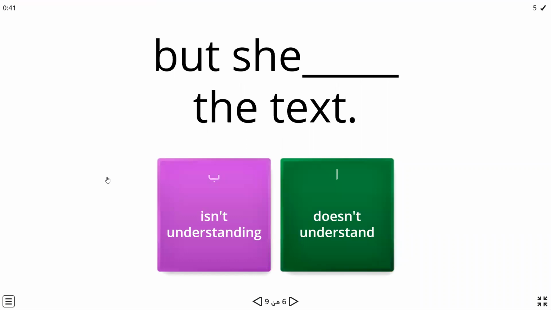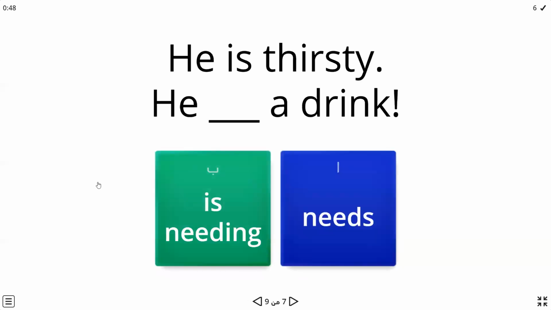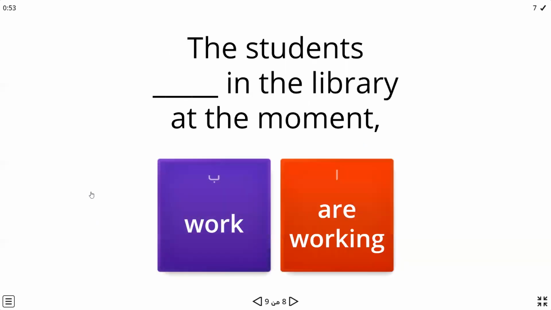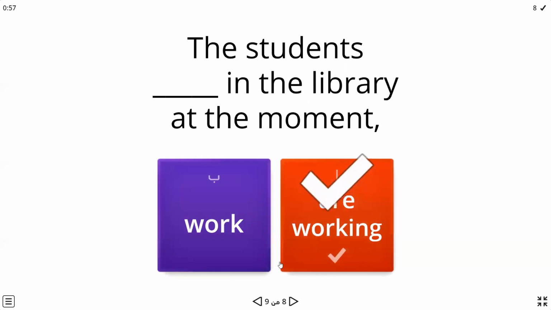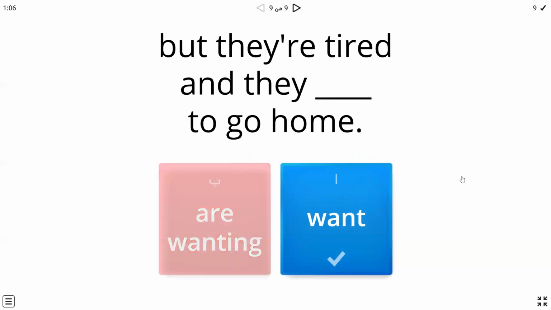But she doesn't understand the text. He is 30. He needs a drink. The students in the library at the moment are working. But they are tired and they won't go home. Nine out of nine. Thank you. Okay.